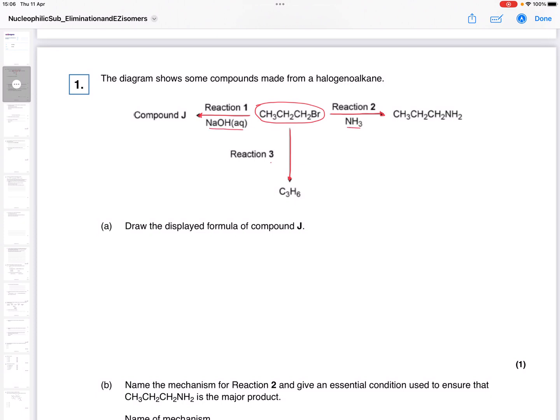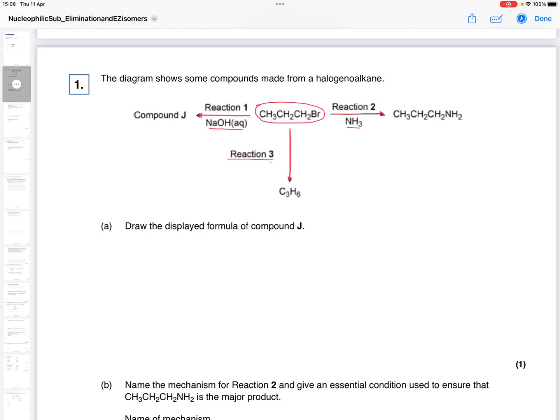Reaction 3, they haven't provided a reagent yet, so I might have to think about what that reagent would be at some point in the question. This is a diagram that's very similar to diagrams that are very popular in A-level style questions, with 3, 4, even 5 different reactions coming off one central compound.